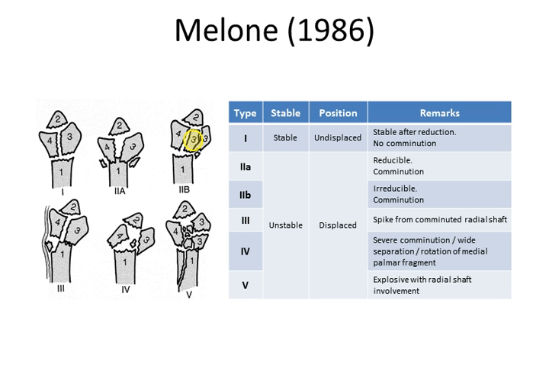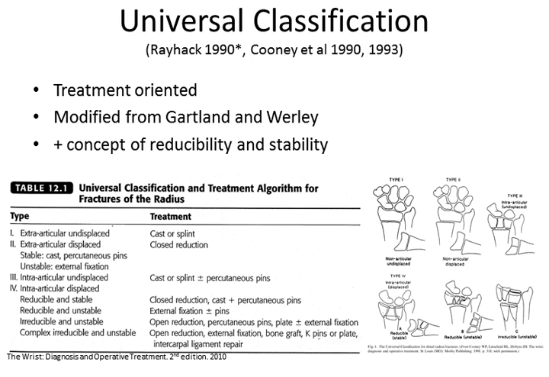Group 3 has a spike in front, which comes from the radial shaft. Group 4 is very severely comminuted with either very wide separation or even rotation of this fragment. And group 5 is an explosive type of injury. So this is the Melone classification. Okay, then a few years later, Rayhack came out with his universal classification, which subsequently Cooney advertised a lot.